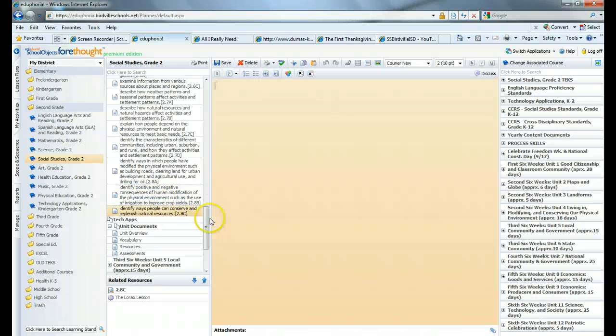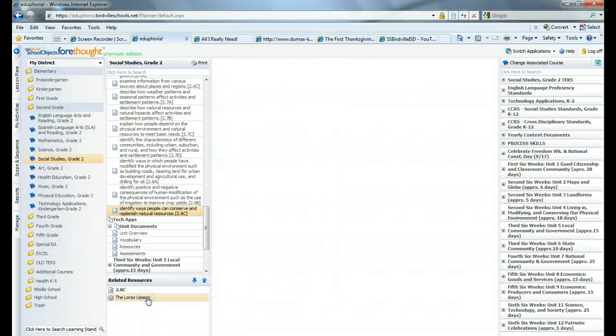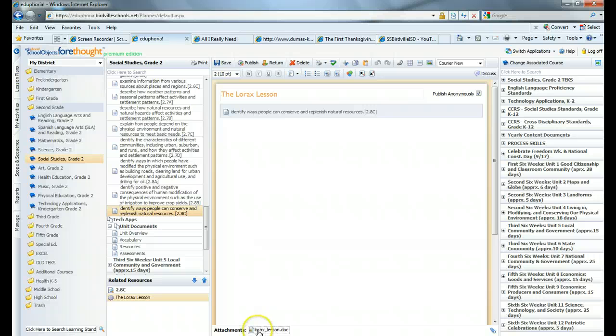And here I have a lesson on ways people can conserve and replenish natural resources, and I have a Lorax lesson. And we all love the Lorax, and so it talks about reading the book of the Lorax, and the basic overview of the Lorax, and how you can't use everything up all at once. So that's a way to also bring literature into social studies.